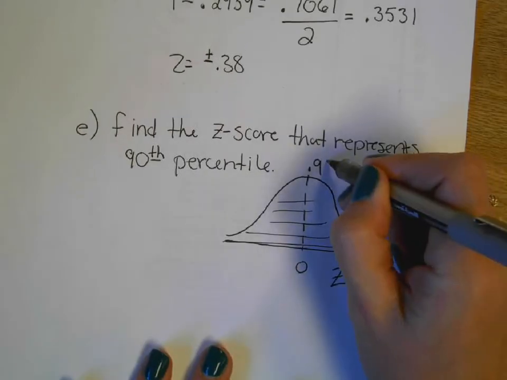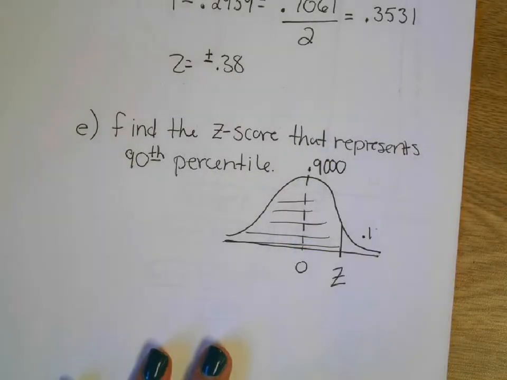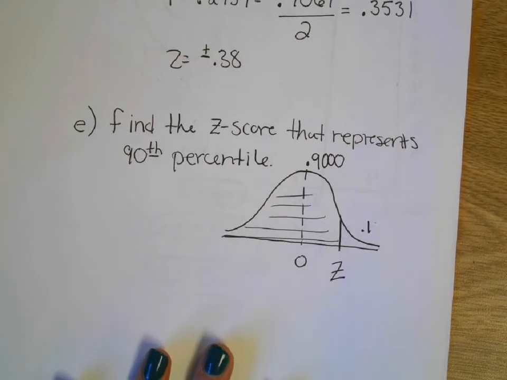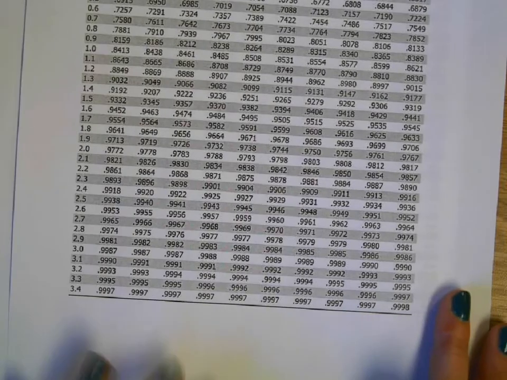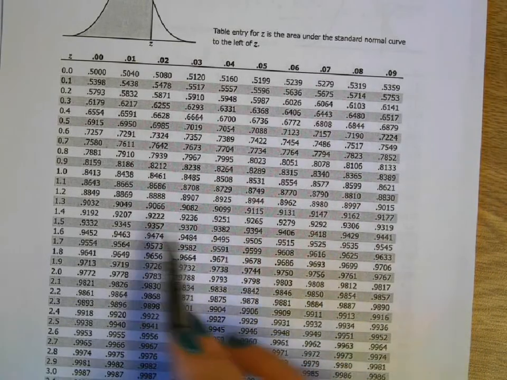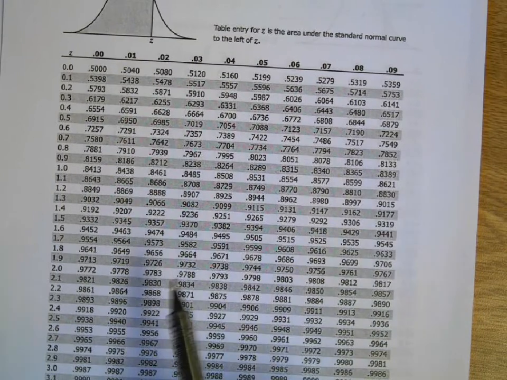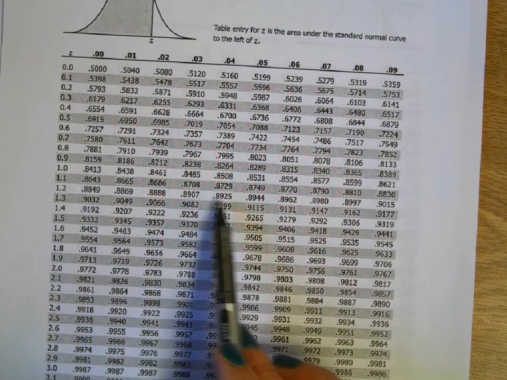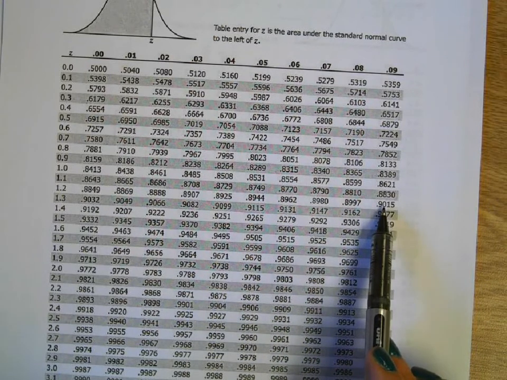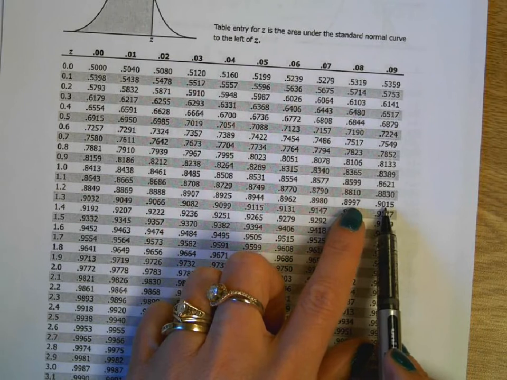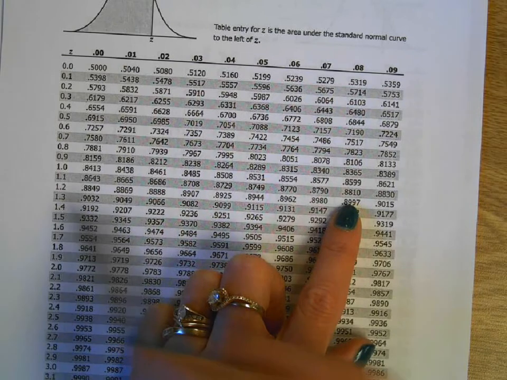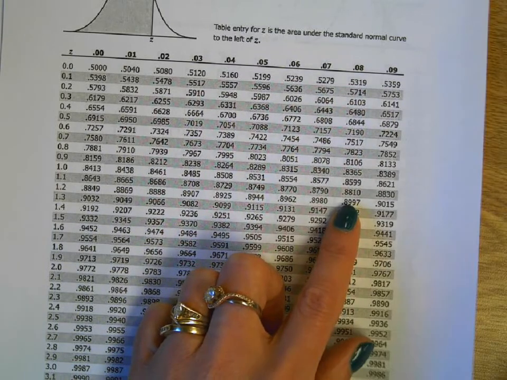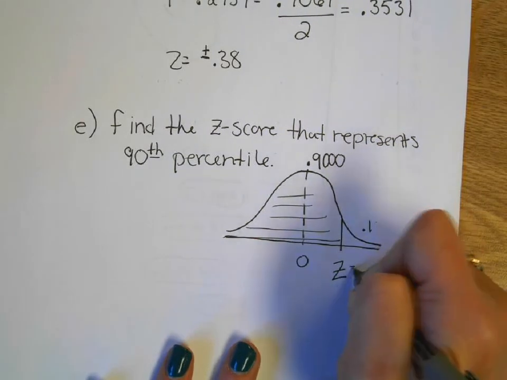So we are looking for 0.9000. What's the closest you can get to that? Not going to be negative. Okay, fine. 3.4 all the way at the end. No, that's not it. 0.9015 and 0.8997. Which one are we closer to? This one. So 1.28. So this z-score would be 1.28.